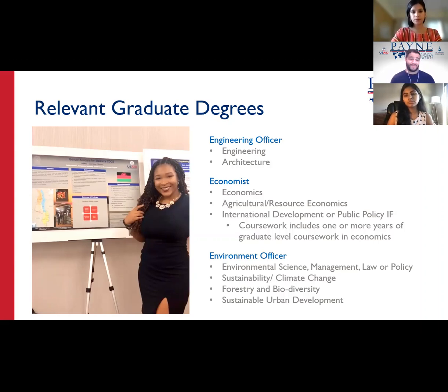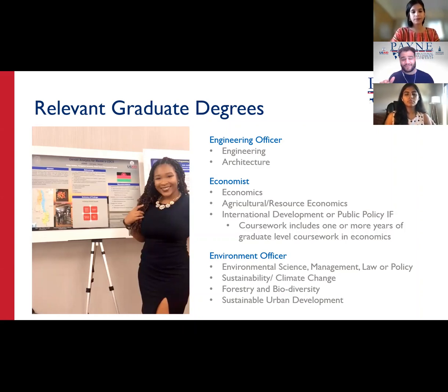Economists are going to be focused on economics, but it could also be specific realms of economics, like agricultural or resource economics. You could also get a more general international development, international affairs degree, as long as you have significant coursework in economics. It has to be at least 1 year of graduate level coursework in economics, specifically macroeconomics or statistics, things like that. So if you want to get an international development degree, you just have to do a little bit more work and plan your coursework to become an economist.